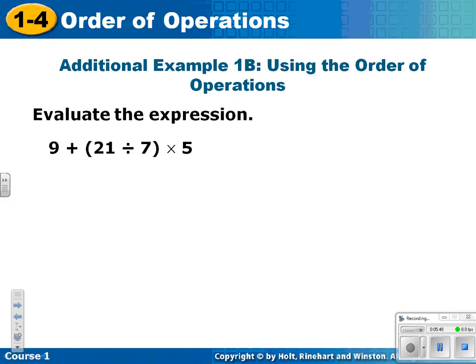Write this on your board, exactly as it is written. 9 plus parentheses 21 divided by 7 times 5.